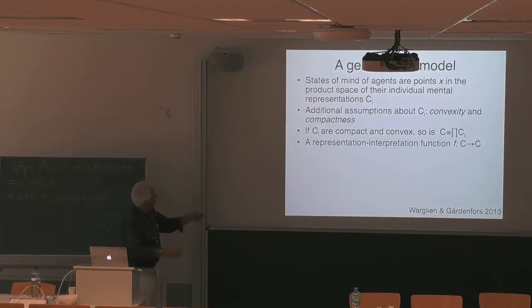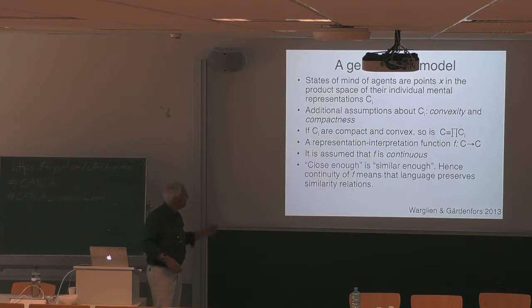You have this representation interpretation function. That means going from one expression to the mind of the other and then going back again. So it's effectively a mapping from C to C, I mean the product space. We assume that this kind of mapping is continuous. This assumption of continuity means that if two positions in the space are close enough, that means they are similar enough, then they should also be called by the same name.